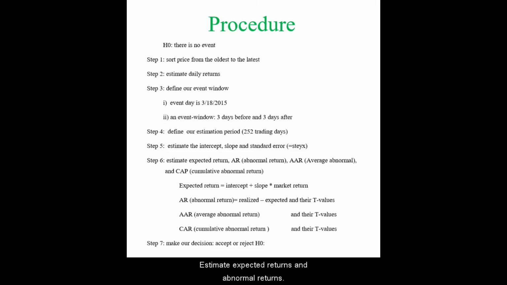Estimates expect return, abnormal return, average abnormal return, and the cumulative abnormal return. In addition, we also estimate their corresponding t-value. T-value for individual abnormal return, t-value for average abnormal return, and t-value for the cumulative abnormal return. Step 7 is our last step. Make our decision. Accept or reject null hypothesis.